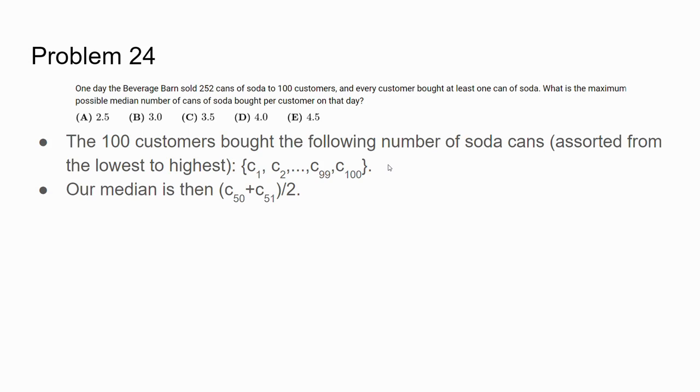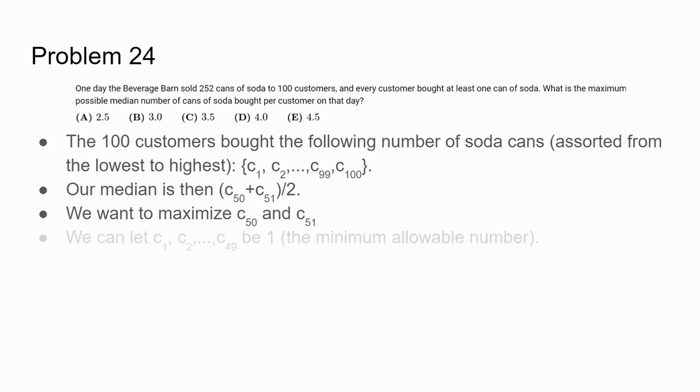So our median is then (C50 plus C51) over 2, because we sorted this list from lowest to highest, and the definition of a median is the middle number, or if it's an even amount, the middle two numbers averaged, and that would be this in our case. Thus, we want to maximize C50 and C51.